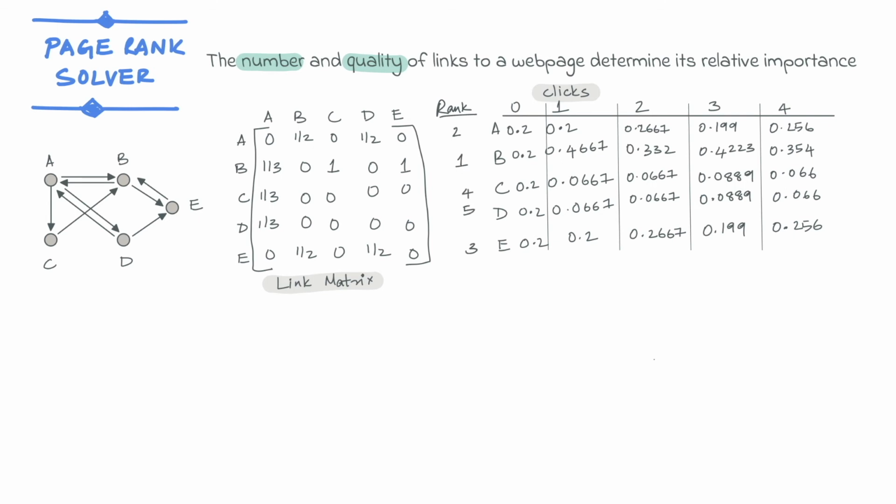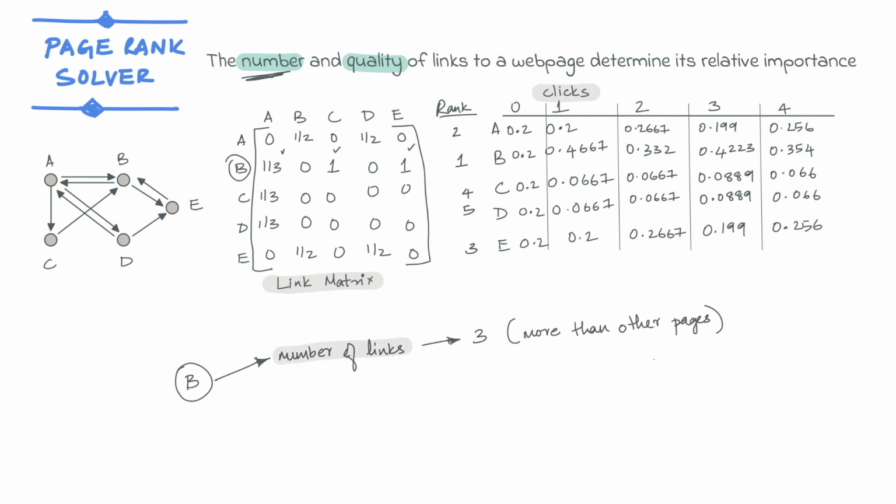So now let's go back to our earlier premise of the number and quality of links. In the case of our highest rank page B, the number of links is 3, which is more than other pages. More importantly perhaps, B also has high quality links that point to it. Both the pages C and E only link to B. This means that users on these pages can only navigate to B. The link from E is particularly important since it is a high ranking web page.